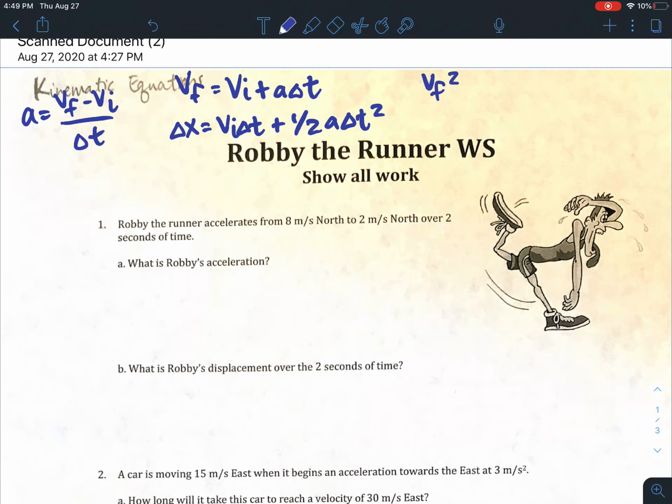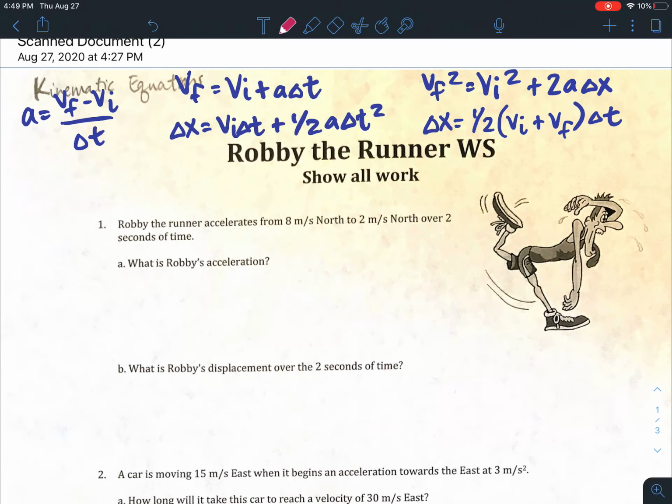We have final velocity squared equals initial velocity squared plus 2 times acceleration times displacement. And then we have displacement equals 1/2 times initial velocity plus final velocity times time. So lots of equations to choose from.